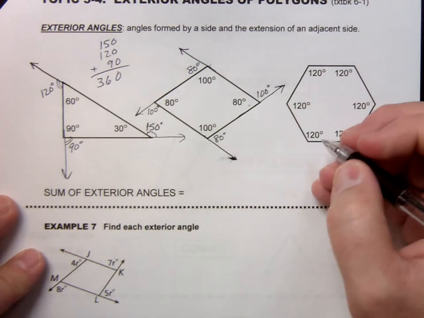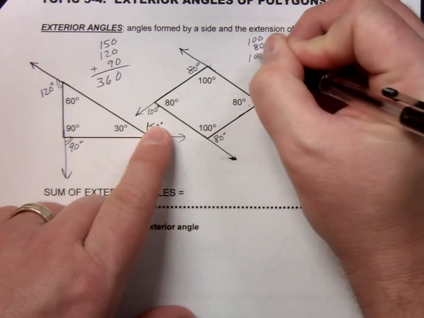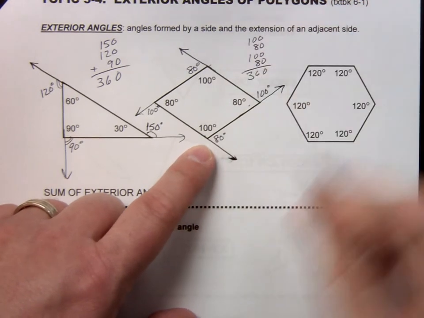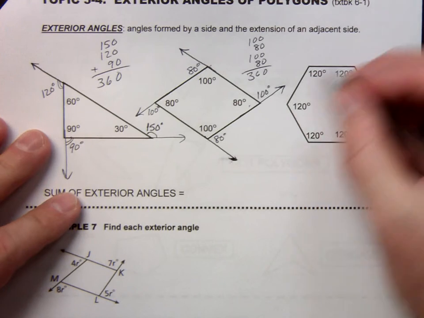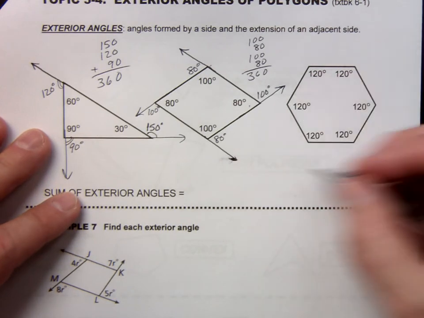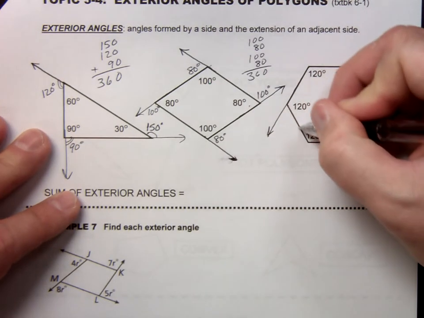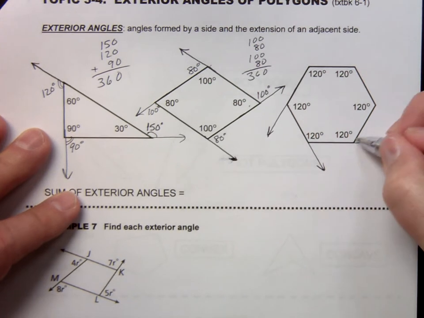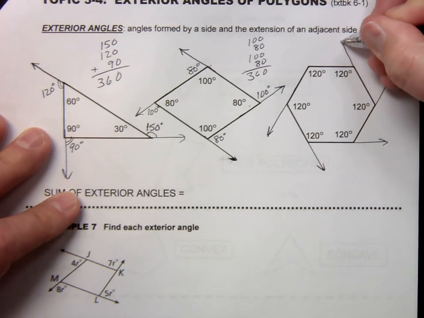Let's add them all up. We got 100, 80, 100, and 80. So we add all those up, and these exterior angles add up to 360 also. All right, let's try it one more time. So over here, again, pick a direction. I'm just going to stay consistent with my counterclockwise movement. So I'm just extending each one of these sides from a segment into a ray, all in the same either clockwise or counterclockwise direction. I'm doing counterclockwise right now.